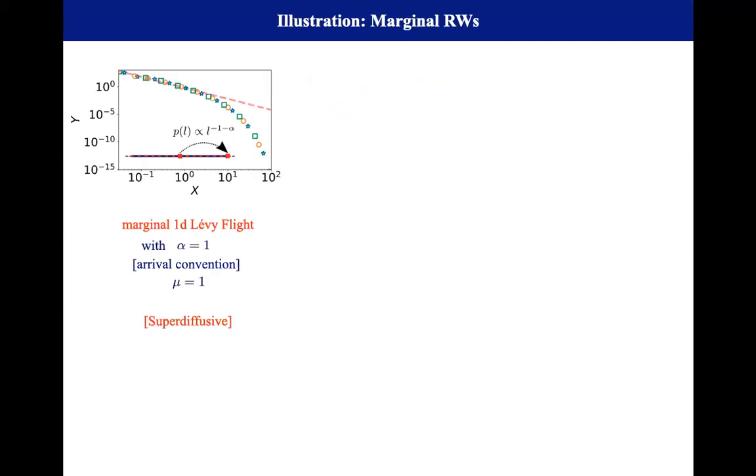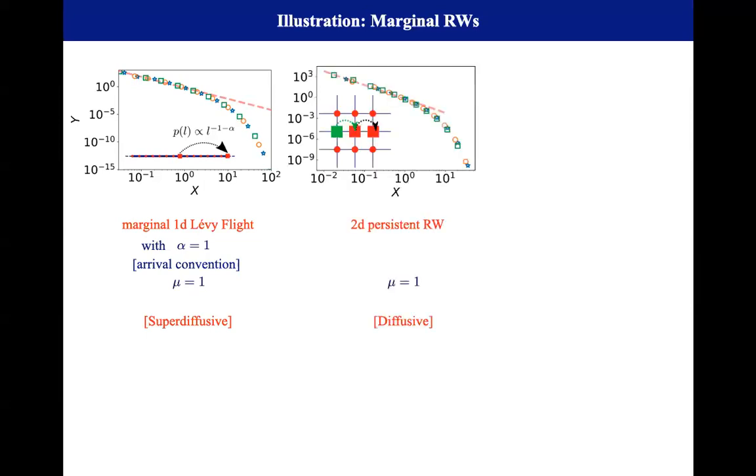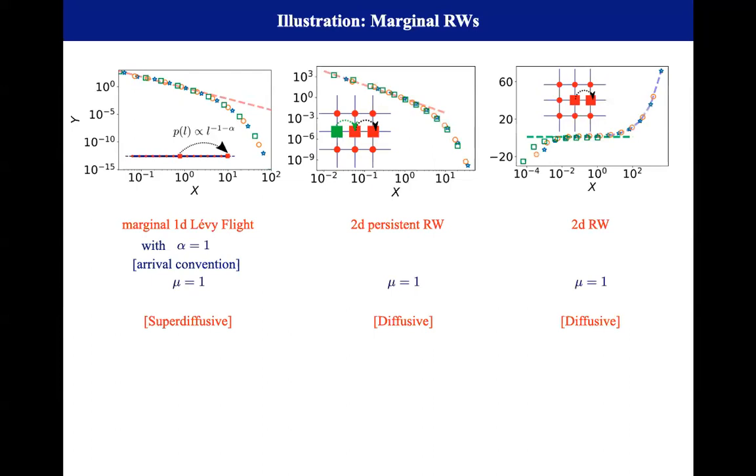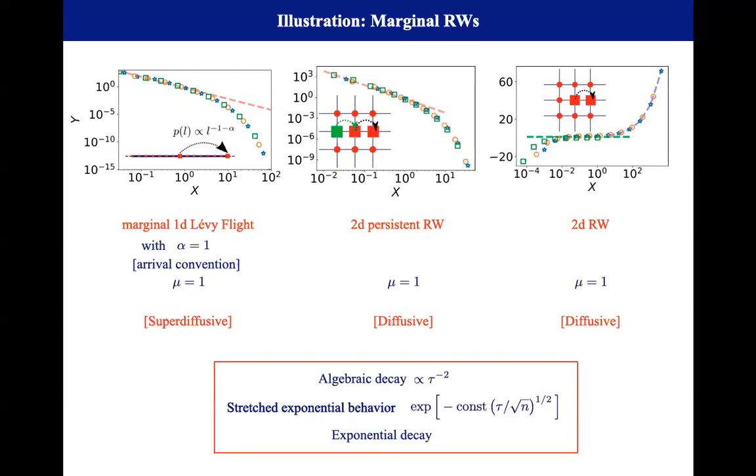Finally, the marginal case, you can illustrate it with one-dimensional Levy flight in the marginal case alpha equal to 1. You can illustrate with a 2D persistent random walk, and finally with a very important example of a 2D simple random walk I gave in the introduction. And in each case, you have the algebraic decay tau to the -2, stretch exponential behavior, and an exponential decay finally. So finally, for a very large variety of examples, you check the predicted result.